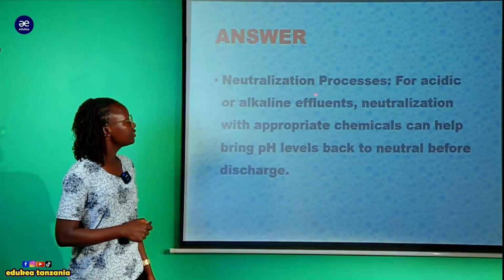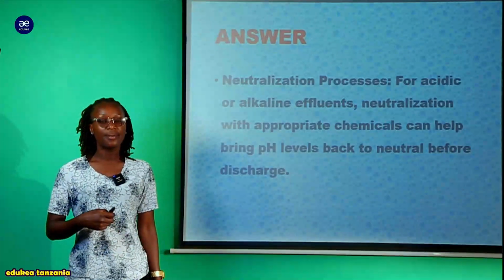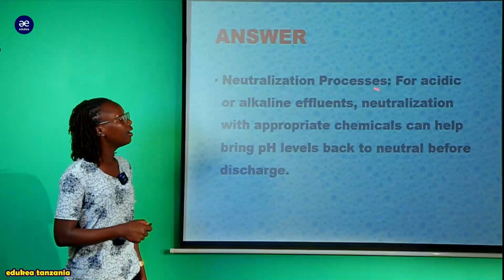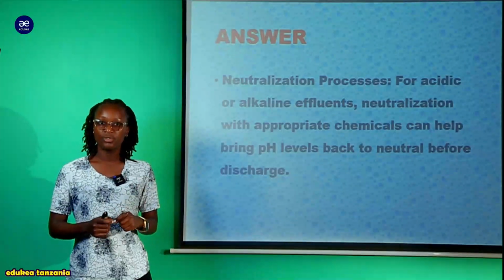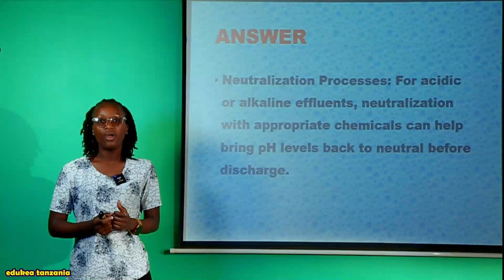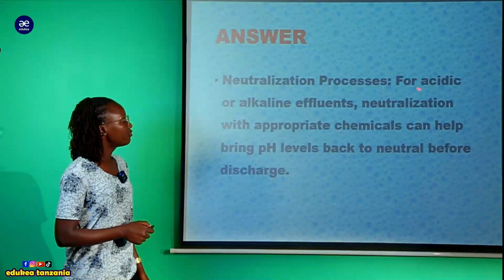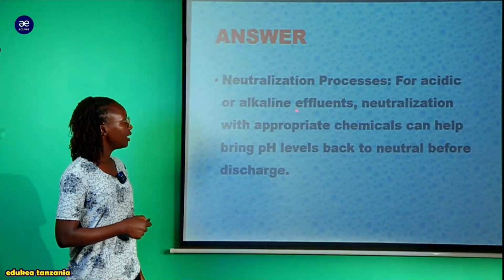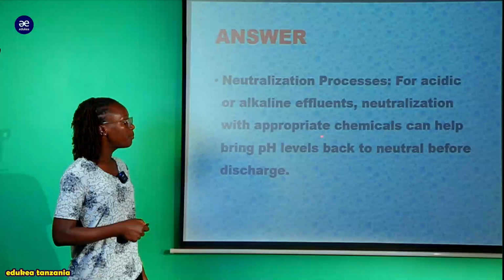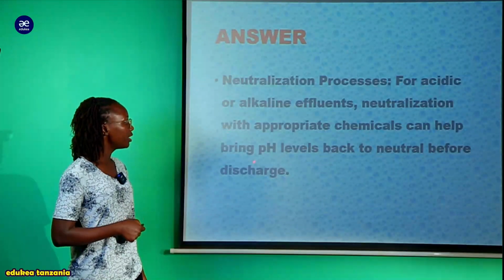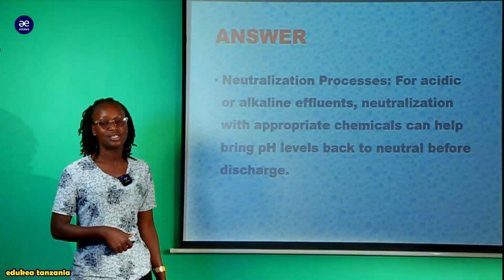Another is neutralization process. Another best way is neutralization process. We neutralize different substances which are available in those liquid wastes. So you can see that for acidic or alkaline influence, neutralization with the appropriate chemicals can help bring pH level back to neutral before discharge.